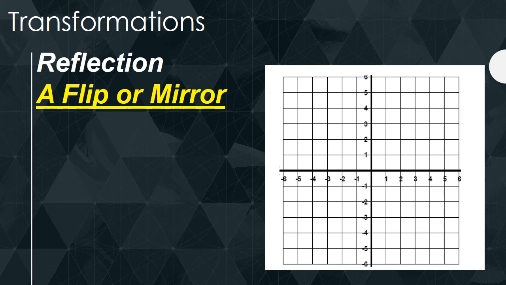So now let's talk about reflection. Reflection is a flip or a mirror of the object. For the sake of this video, we're going to talk about reflections across the x-axis, which is this line, and then the y-axis, which is our vertical line.